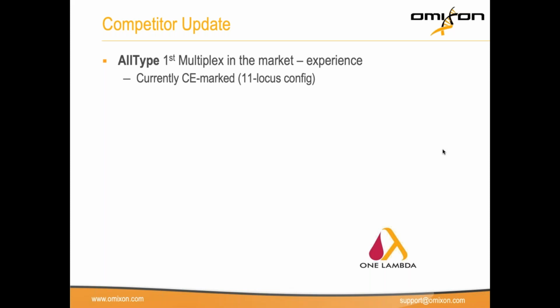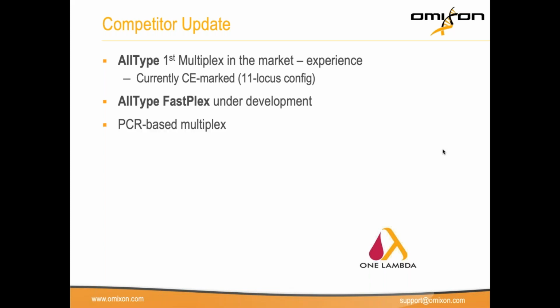The 11 locus configuration of the OmniType is currently CE marked. But they are also working on an evolution of the OmniType, let's say, that is currently under development. It is called the OmniType Fastplex. It is also a PCR-based multiplex, and to my understanding, is actually the same PCR multiplex that OmniType uses right now. The PCR time is approximately 2.5 hours, which is very comparable to the OmniType.